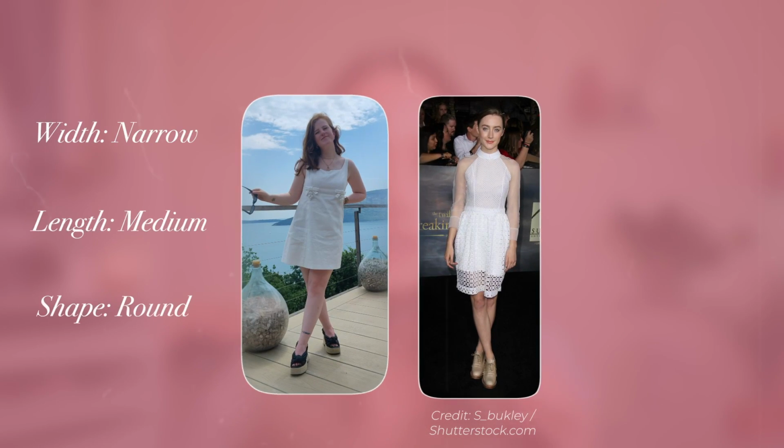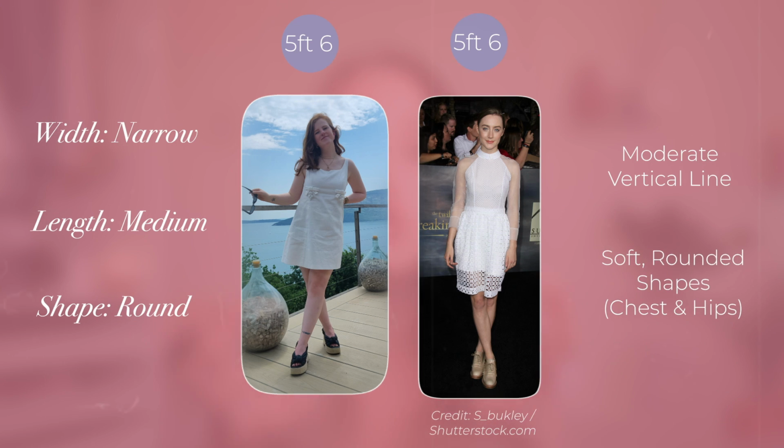Narrow, medium, round. This type has narrowness in the shoulders. Their shoulders aren't a dominant point in their frame. They might be slightly pear-shaped. They have a moderate length, so they don't look particularly short, but they don't look particularly tall either. They're somewhere in the middle. And they have soft, rounded shapes to their frame, especially their chest and hips. So they have a real curvy feel.